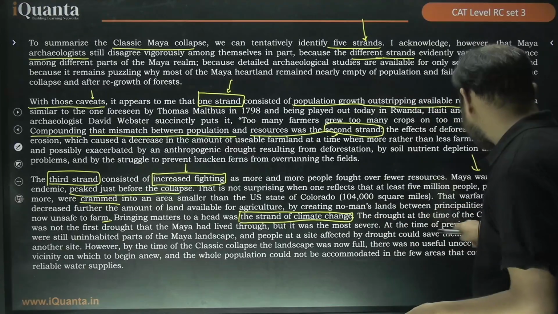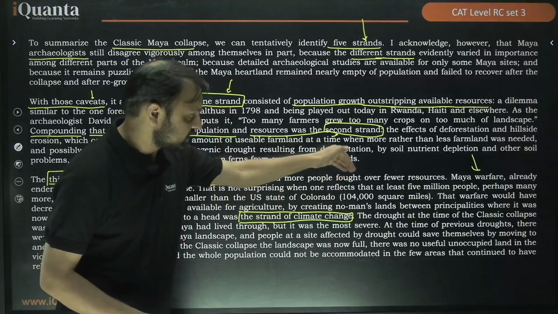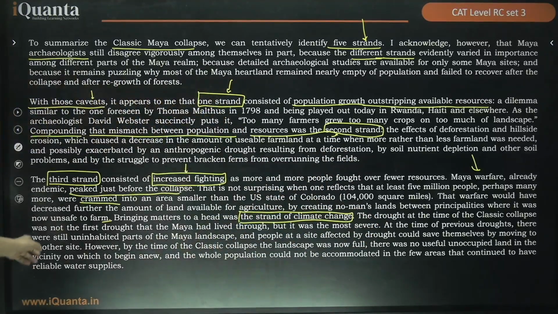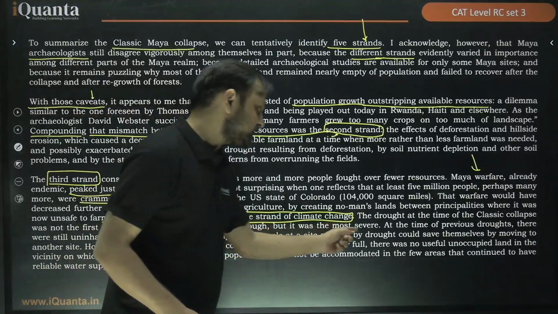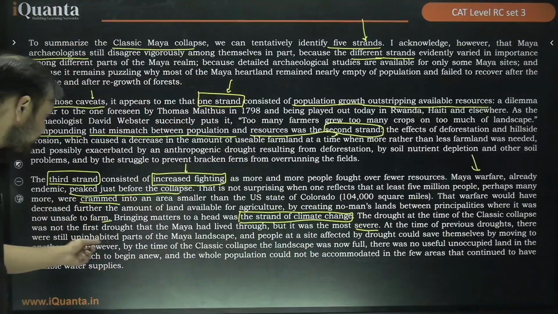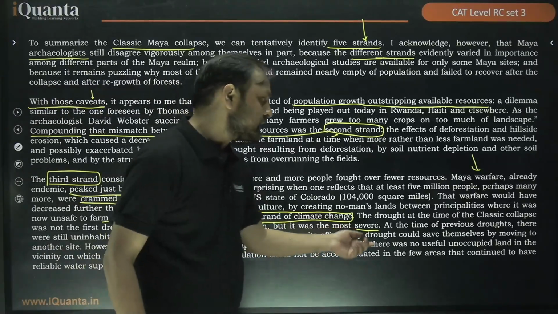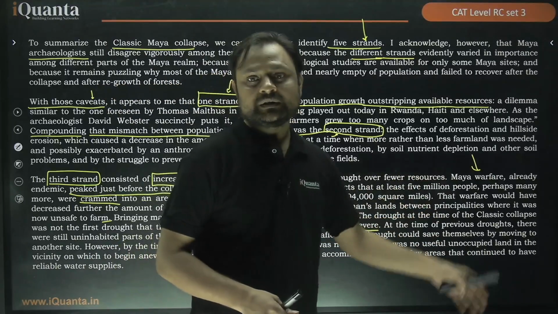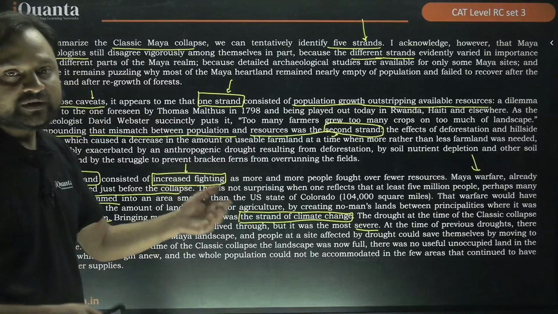And the drought at the time of, so he talks about this climate change, and what was the climate change element? It was a drought actually, and the drought at the time of classic collapse was not the first drought that the Maya had lived through, but it was the most severe. At the time of previous droughts, there were still uninhabited parts of the Maya's landscape, and people at a site affected by drought could move to a different site. But now at the time of this final drought, all the land was already occupied and they did not have any fresh land to move to.